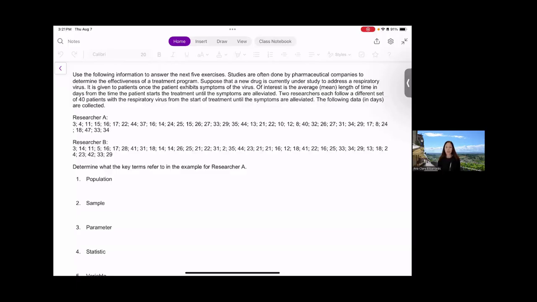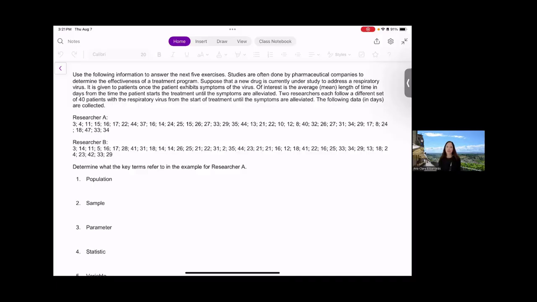It is given to patients once the patient exhibits symptoms of the virus. Of interest is the average mean length of time in days from the time the patient starts the treatment until the symptoms are alleviated. 2 researchers each follow a different set of 40 patients with a respiratory virus from the start of treatment until the symptoms are alleviated. The following data in days are collected. We have researcher A with some numbers and researcher B with some numbers.